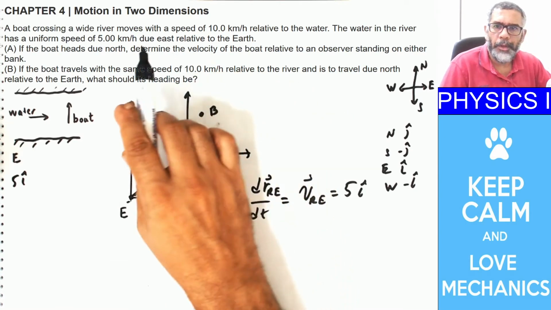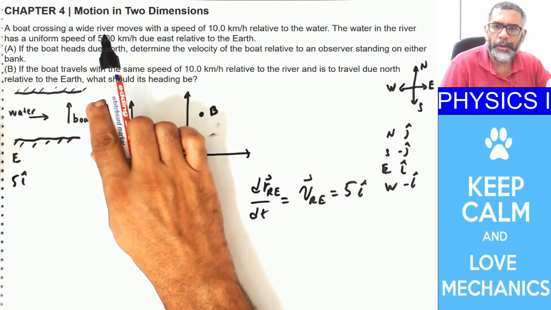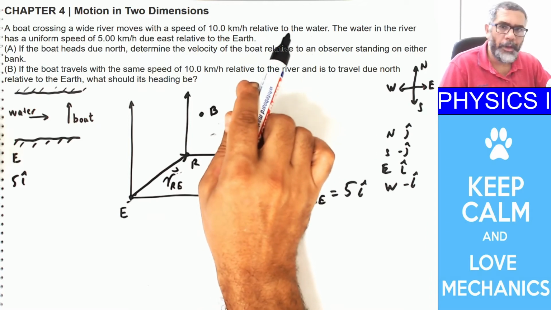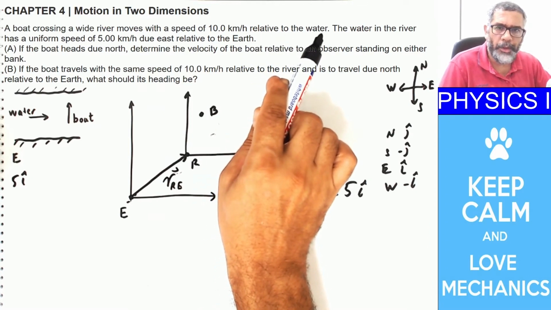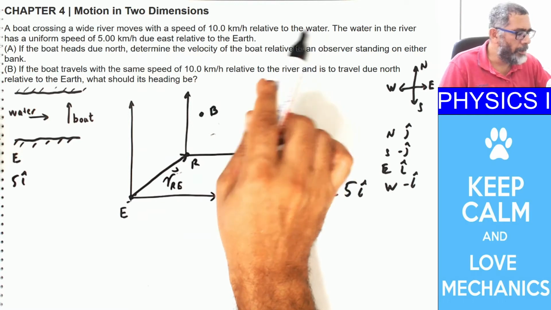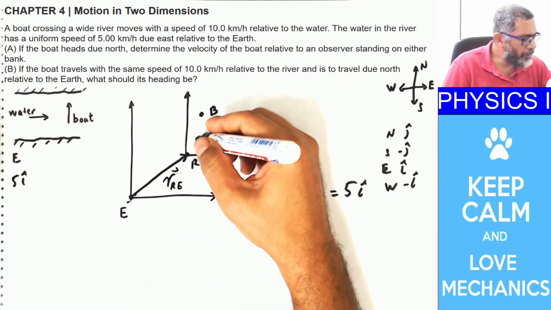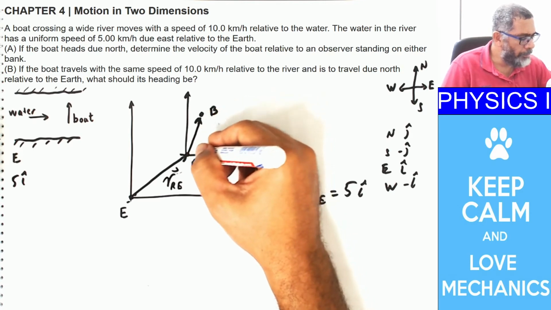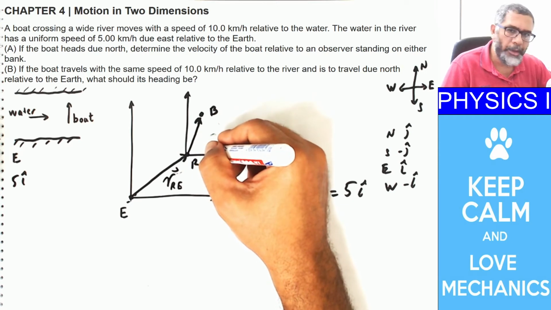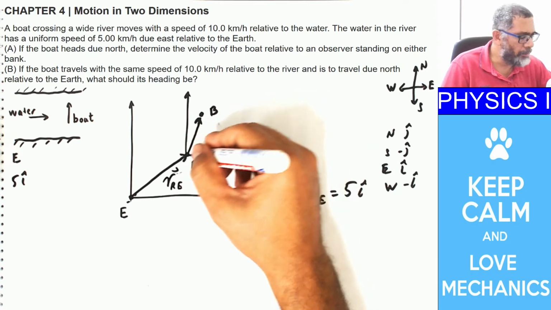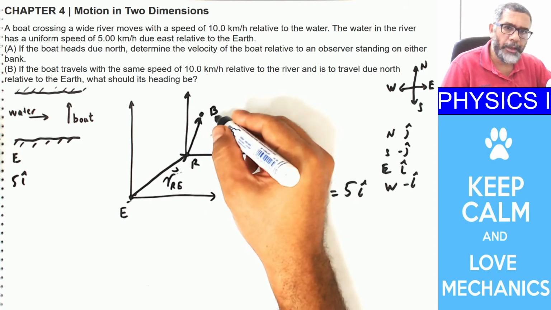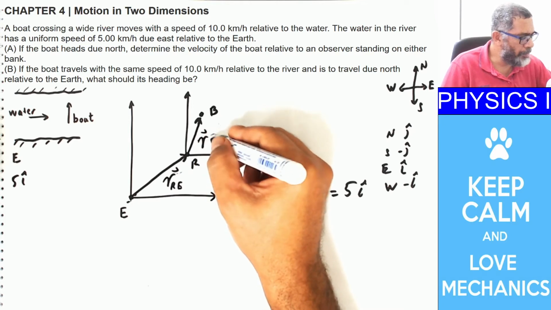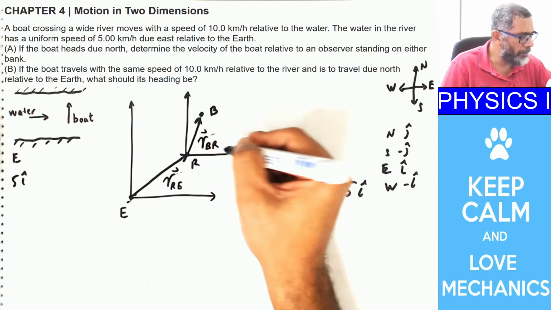It says the problem, the boat crossing a river moves with a speed of 10 kilometers per hour relative to the water. So the word water, you can replace with relative to river, okay? That means, in fact, if you just draw this position vector measured from the reference frame of the river, any object that flows with the water will see the motion of the boat.